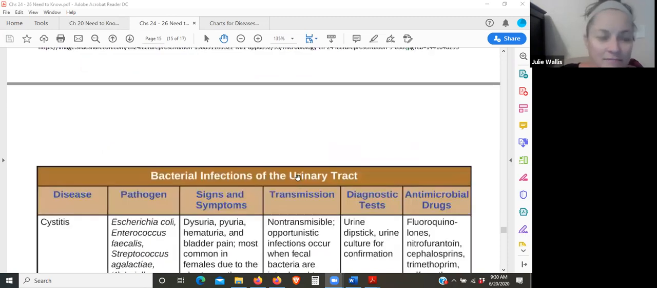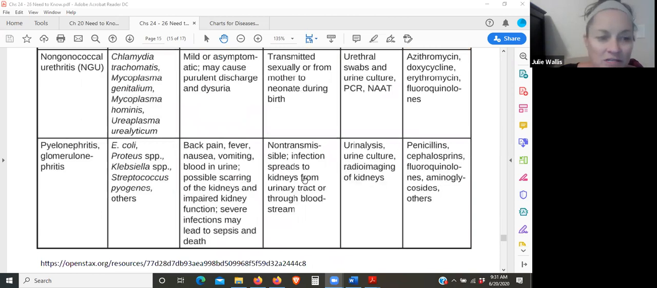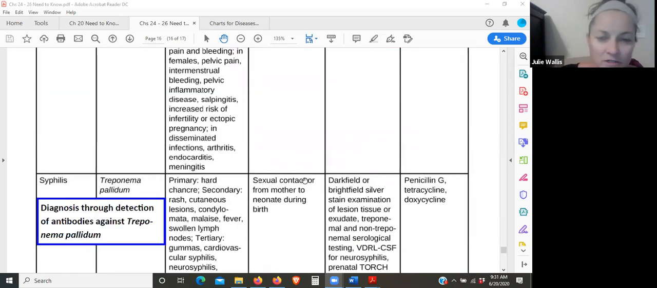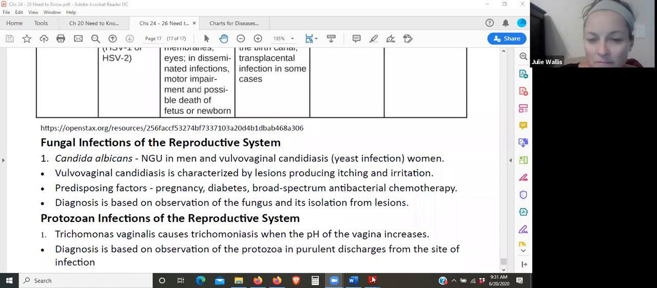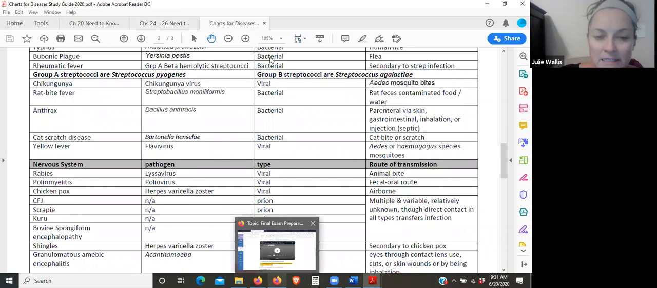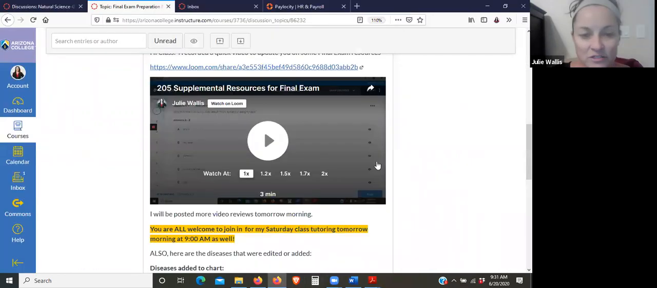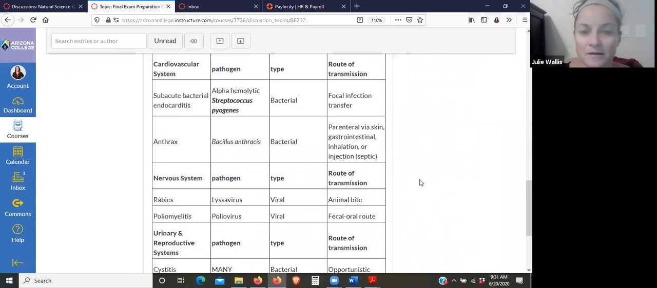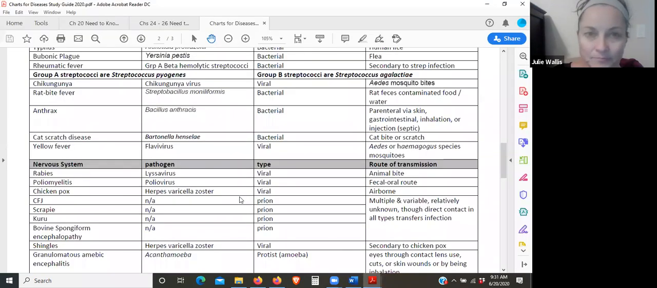And then this is largely the different diseases. It's on the chart, and I added a few. Those are listed in the announcement where I posted the first short initial video. They weren't on the original diseases study guide that I shared with everybody. So make sure you're familiar with those as well if you're looking at the document, because they are contained in this version that is going to be included with the test.